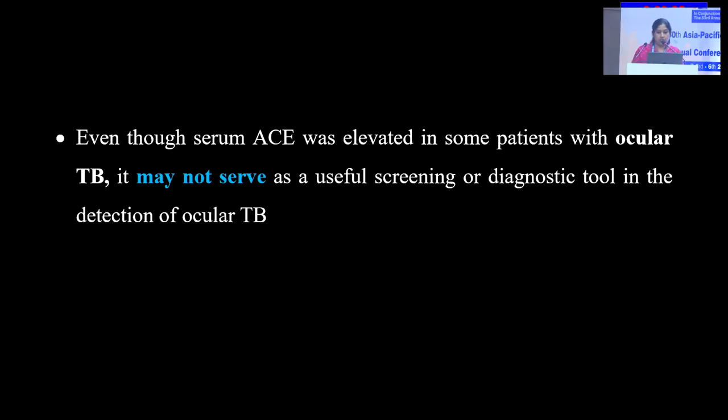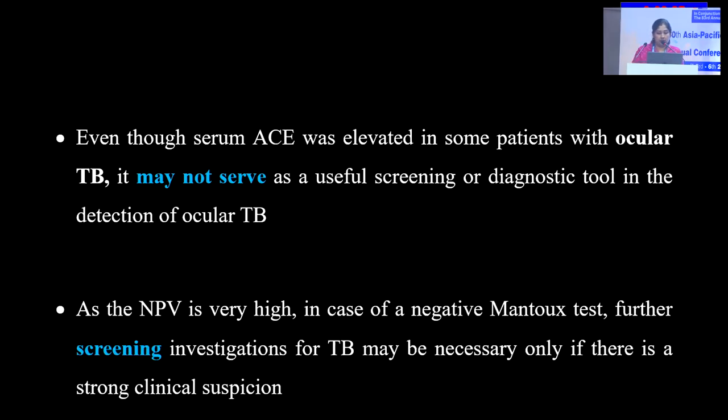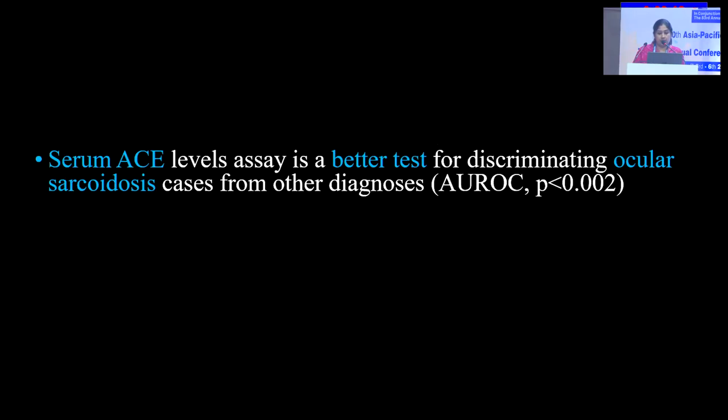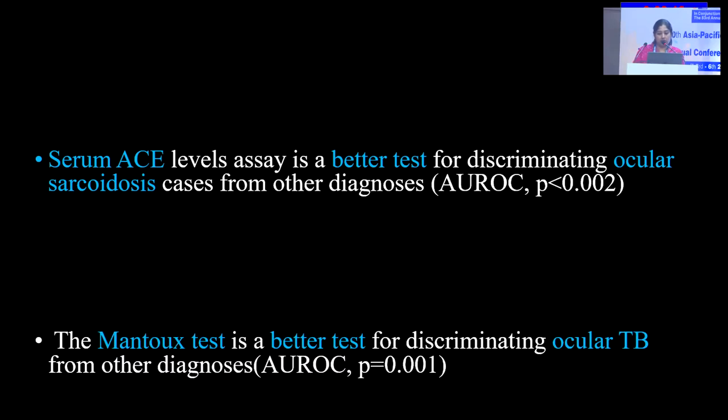Even though serum ACE was elevated in some patients with ocular tuberculosis, it may not serve as a useful screening or diagnostic tool in the detection of ocular TB. As the NPV is very high in case of negative MAN2, further screening investigation for TB may be necessary only if there is a strong clinical suspicion. Serum ACE level assay is a better test for discriminating ocular sarcoidosis cases from the other diagnosis, and MAN2 test is a better test for discriminating ocular TB from other diagnosis.